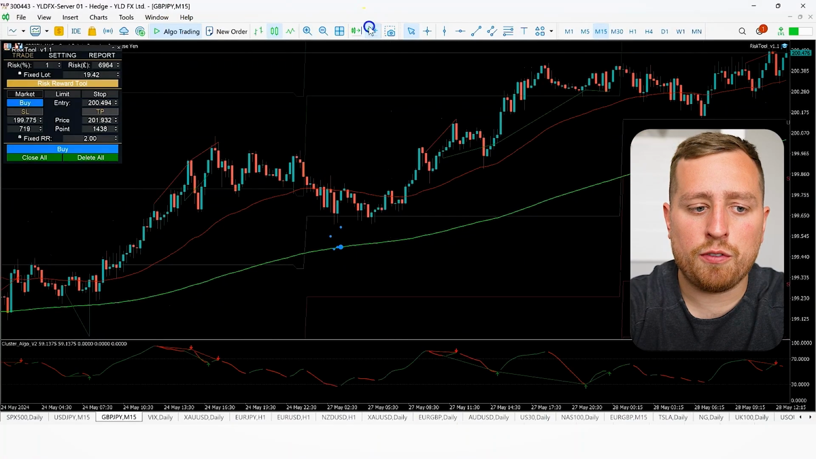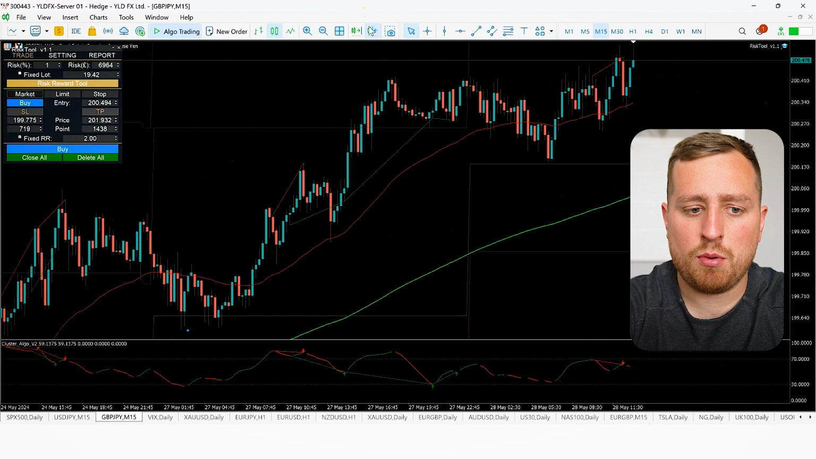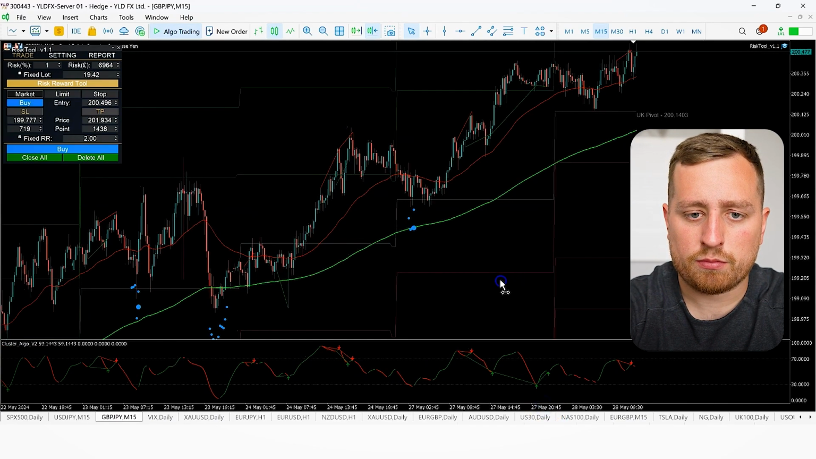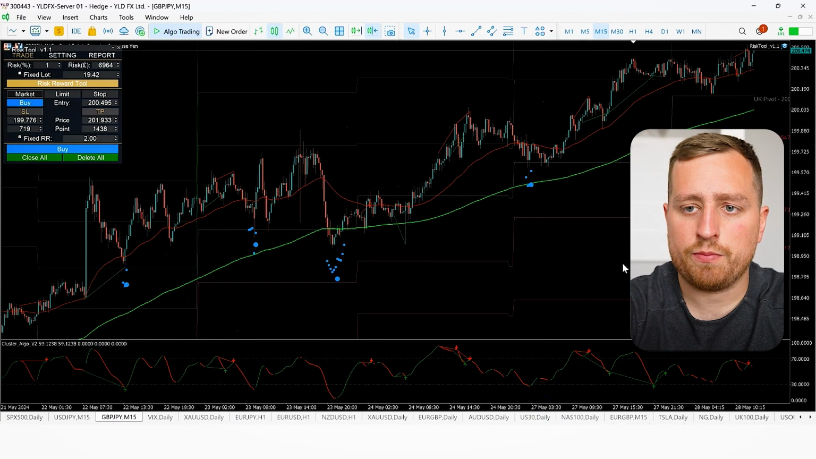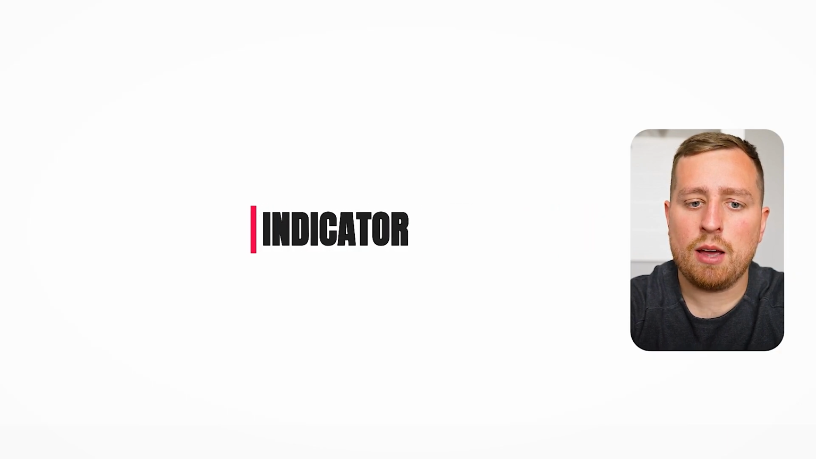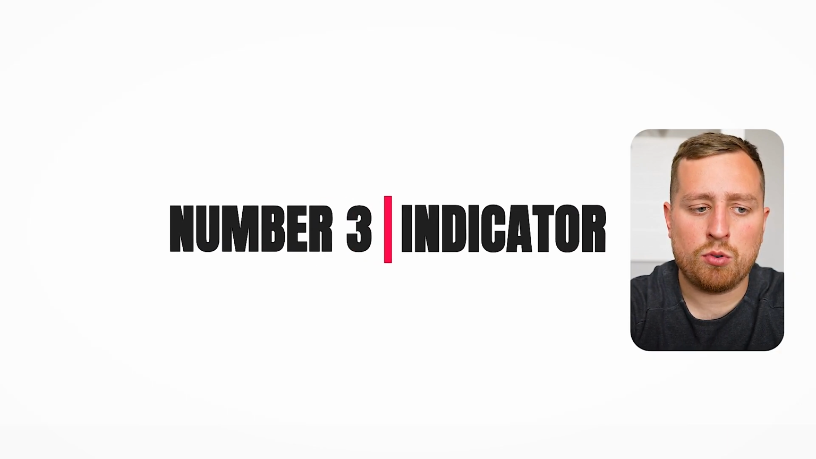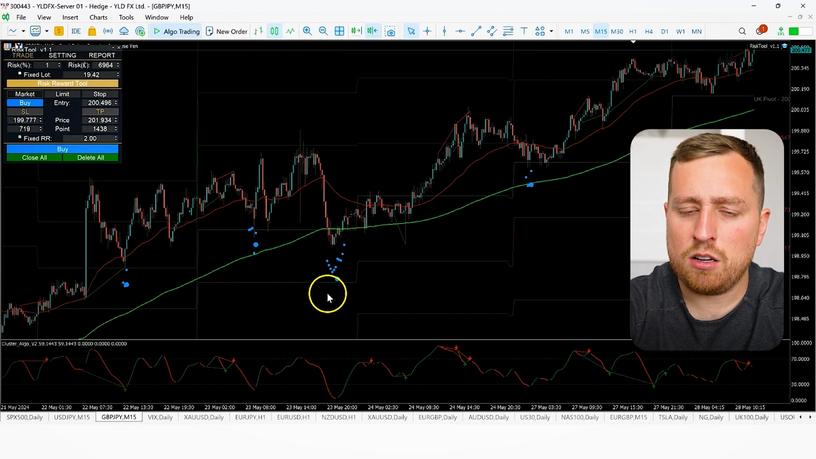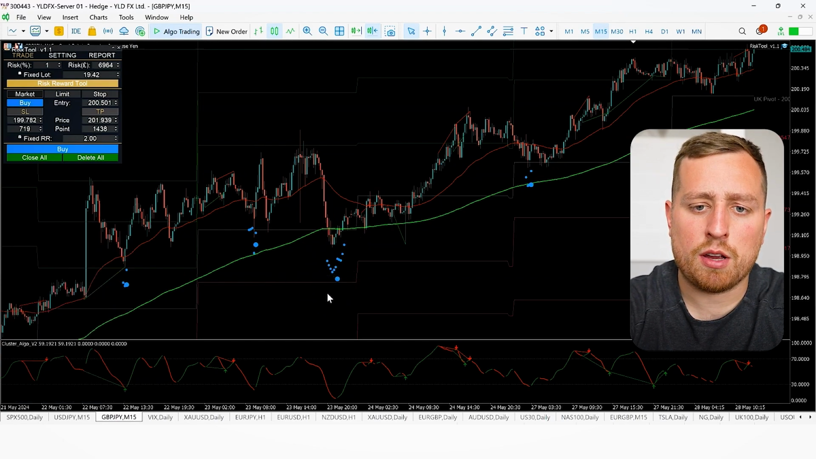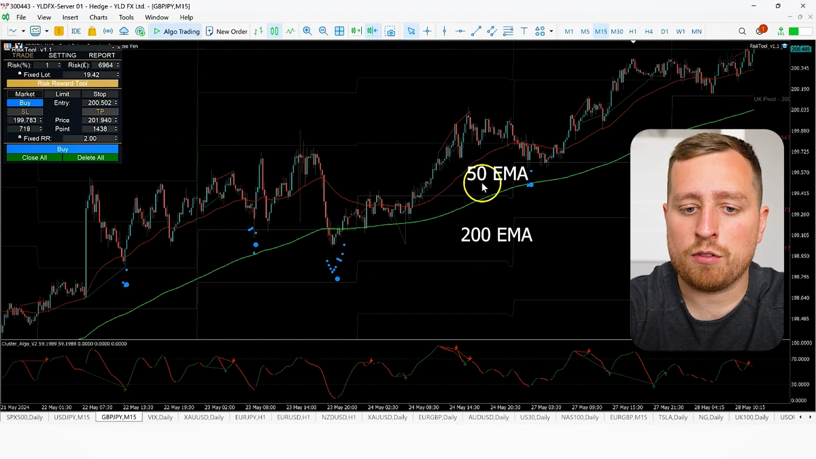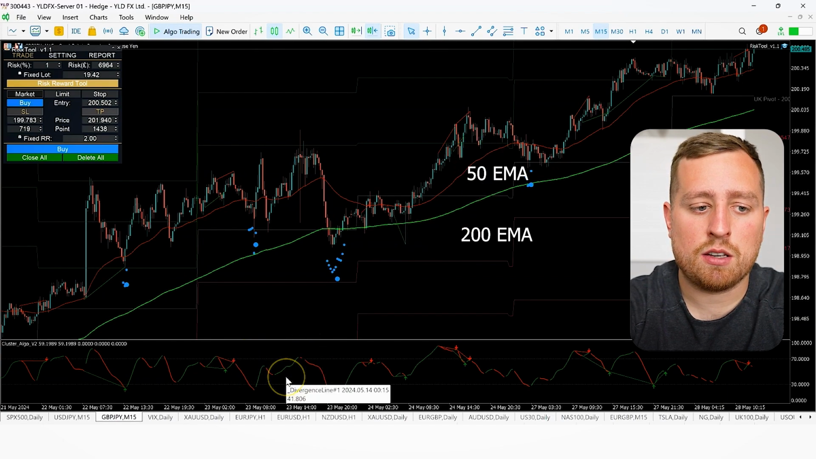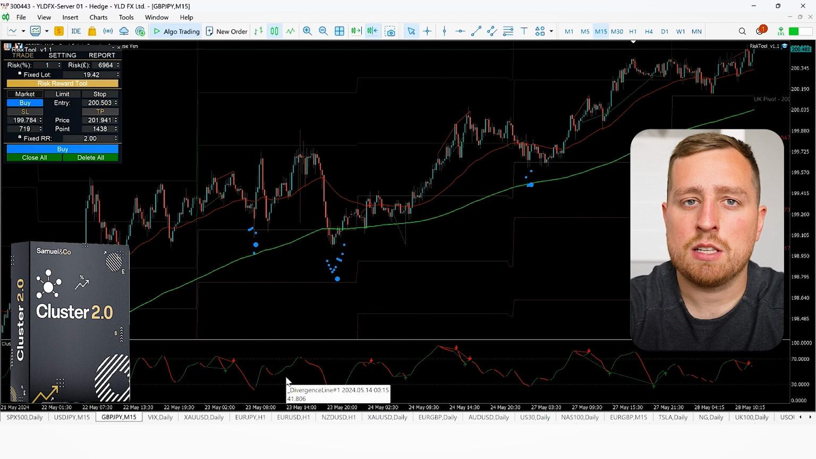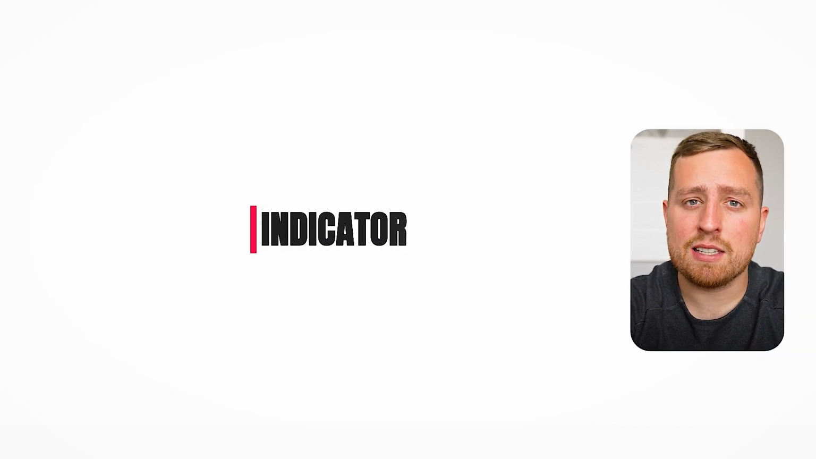So we're now on the 15-minute time frame, and you're probably going, what on earth is all of this? So let's have a zoom out. So now you can see we've got this tool down the bottom called Cluster Algo V2, and we've also got these blue dots and a large big blue dot underneath the price. You can see the time frame here, we've got the 50 and 200 moving average. We've got this new indicator, which is Cluster Algo. So that is number 3 on our list.